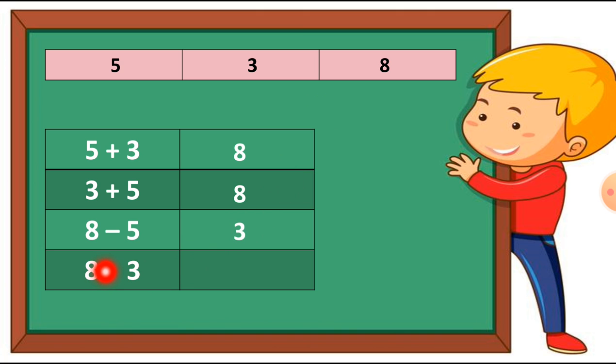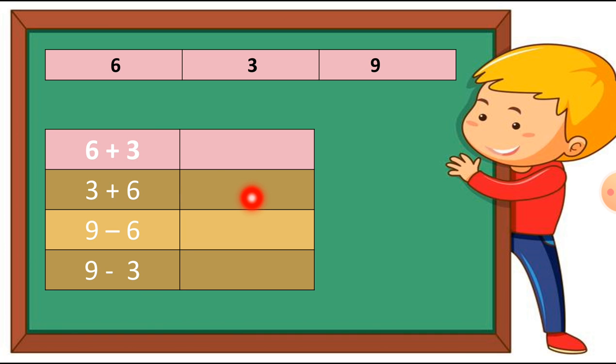Now the last one, 8 minus 3. We take 8 number and then 3 number. 8 minus 3 is equal to 5. So you can see the family number will come also in the answer. You have to do 2 time addition and 2 time subtraction only. Then and only then the family number will come.